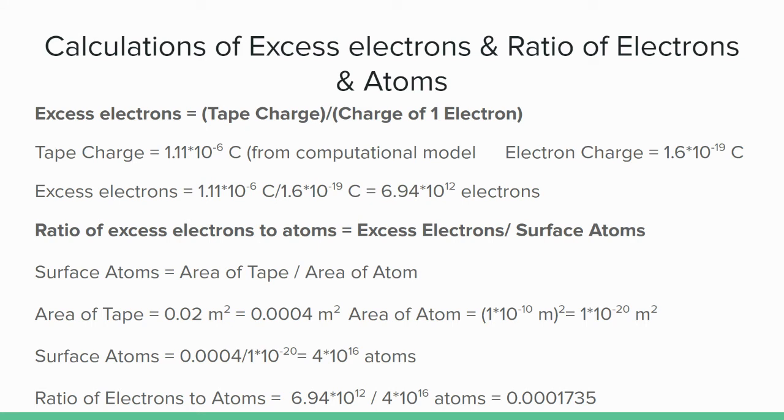So some calculations with excess electrons and the ratio of electrons to atoms. For excess electrons, I divided the tape charge by the charge of one electron. And then for the ratio of excess electrons to atoms, I divided the excess electrons by the number of surface atoms. I found surface atoms by taking the cross-sectional area of the tape and dividing that by the cross-sectional area of the atom.